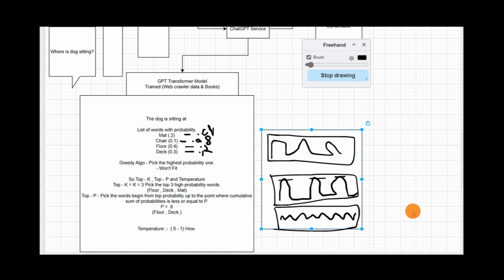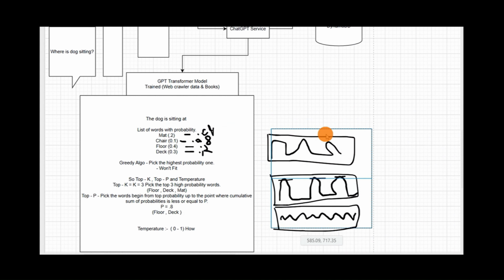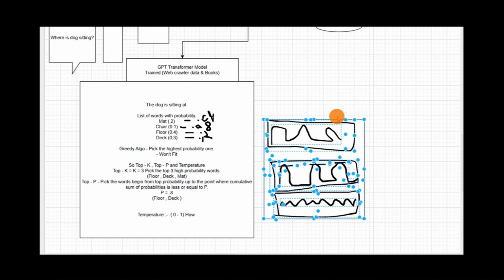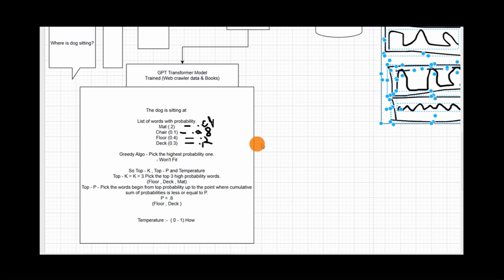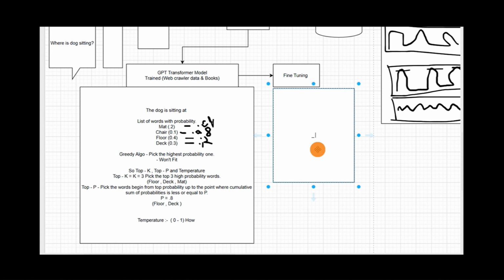So it will pick the word here and take it to the next service, which will be the fine tuning service. Based upon a lot of question answers, it fine tunes the answer. So now it will show it to the user.